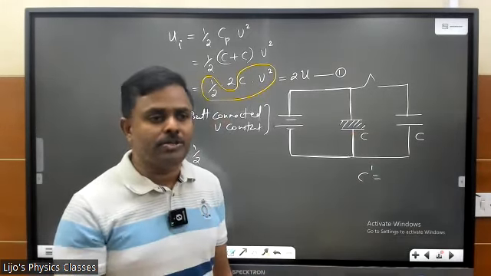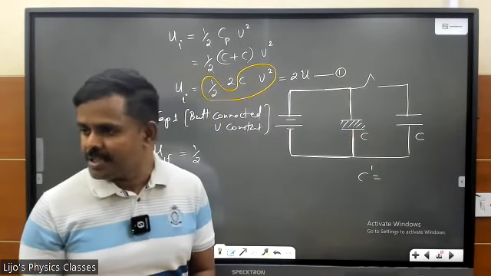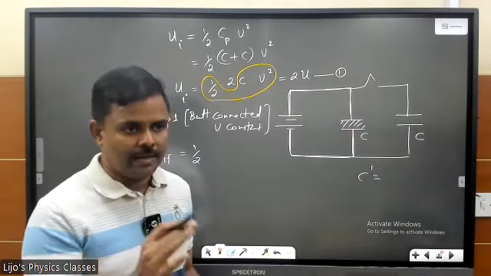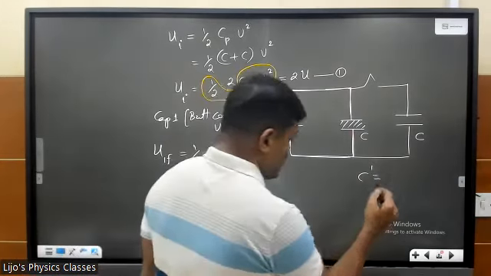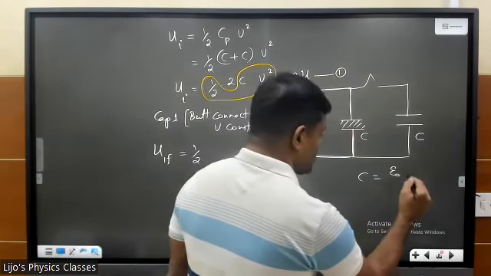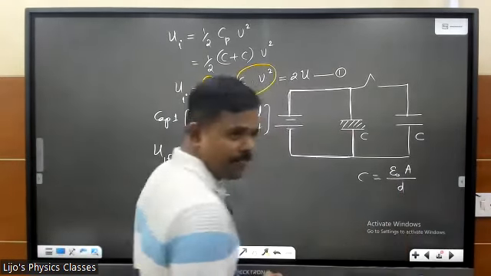The space in between the plates is filled with a material of dielectric constant epsilon r. I mean 3. It is 3. So write it. Capacitance, original capacitance is given by parallel plate capacitor, epsilon 0 A by D.